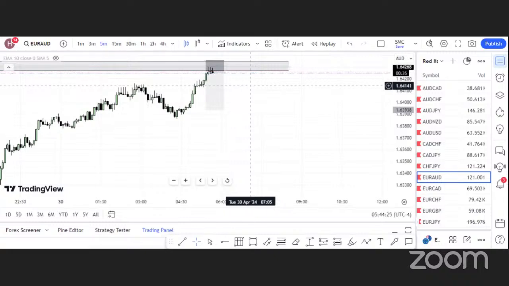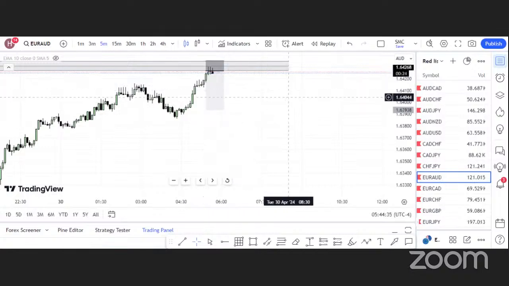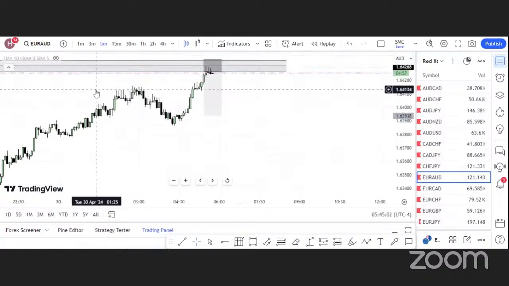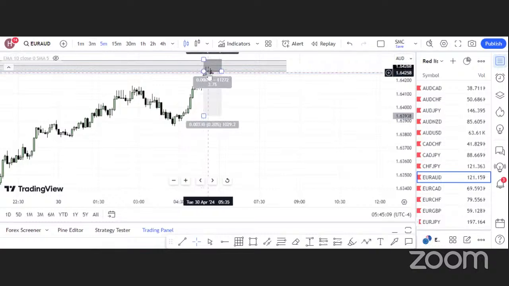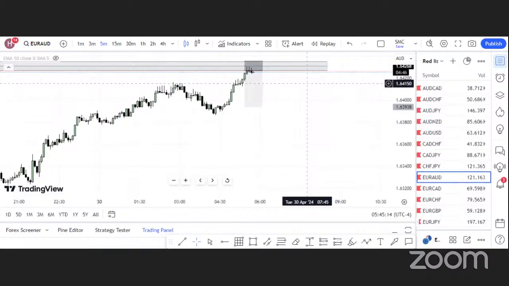So guys, go to Euro AUD. Let's stay on the Euro AUD chart. Okay, guys, let's sell Euro AUD. So we have three rejections. This is one, two, three. All right, so this is a good sell indicator. Let's sell Euro AUD.